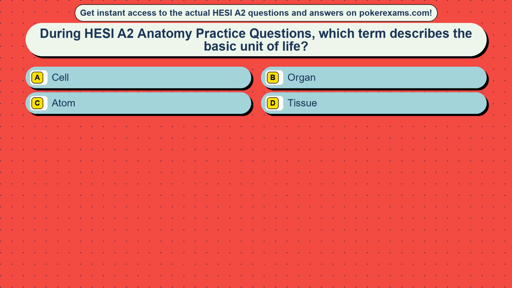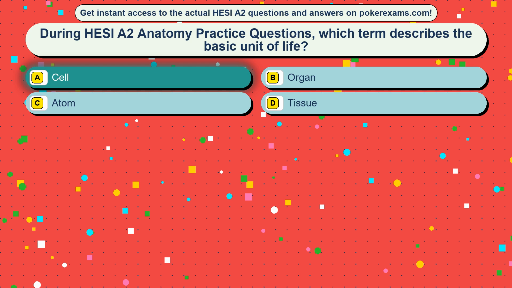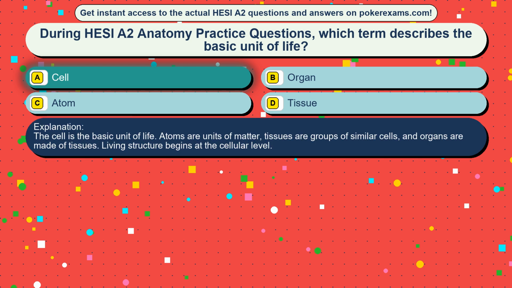Question 31. During HESI A2 anatomy practice questions, which term describes the basic unit of life? Option A, cell, option B, organ, option C, atom, option D, tissue. The correct answer is option A, cell. The cell is the basic unit of life. Atoms are units of matter, tissues are groups of similar cells, and organs are made of tissues. Living structure begins at the cellular level.